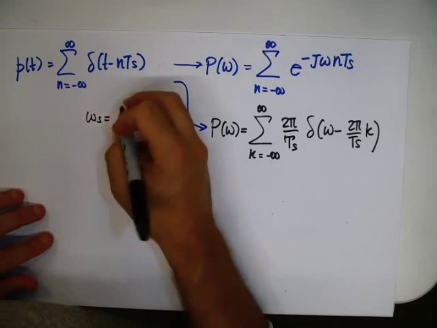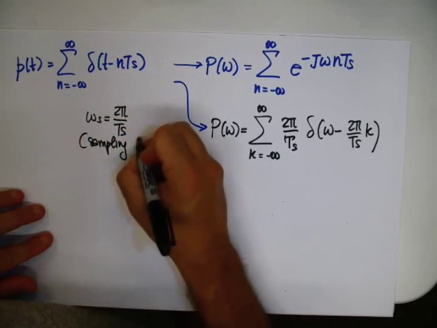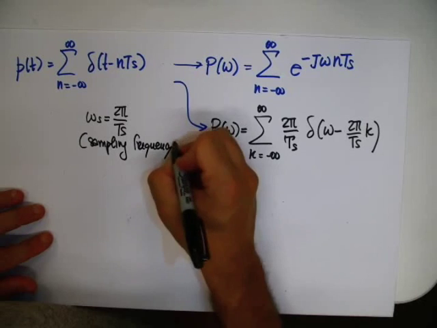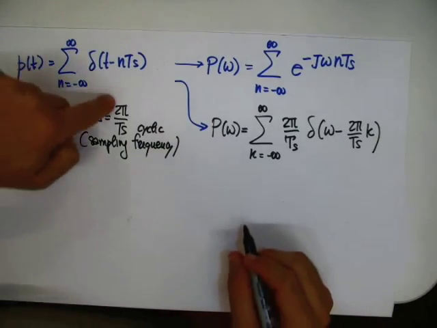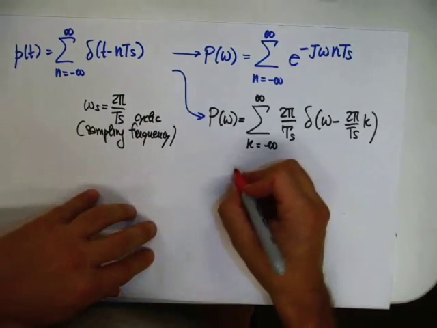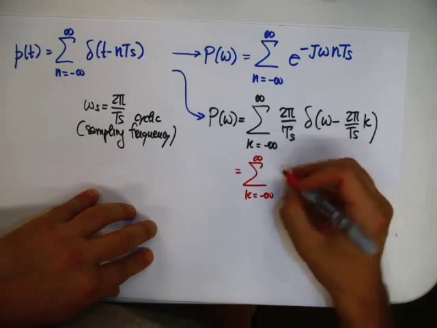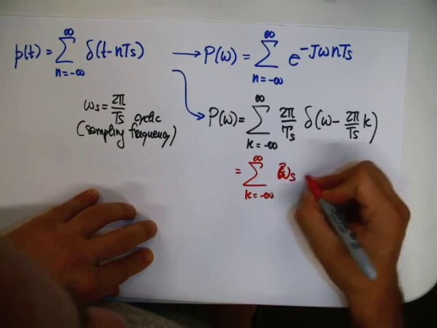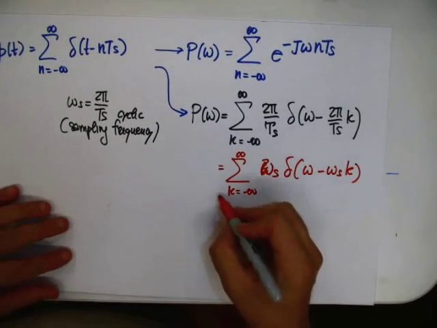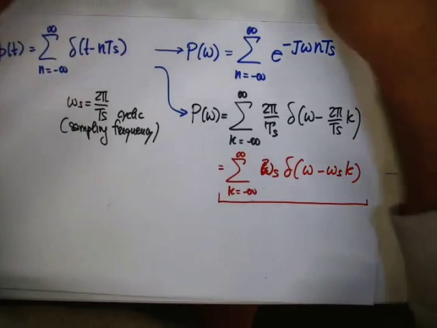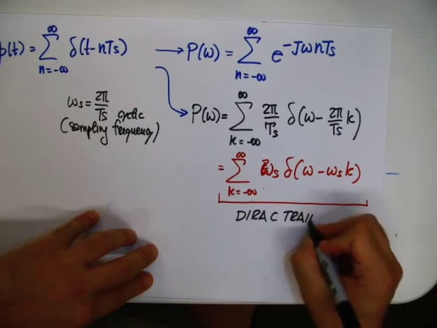And if we define the sampling frequency, omega sub s equal to 2 pi over ts, this is more like the cyclic frequency with respect to 2 pi. We can rewrite this Fourier transform as omega s delta of omega minus omega s k. So we see that we have this expression, which is basically a Dirac train in omega.